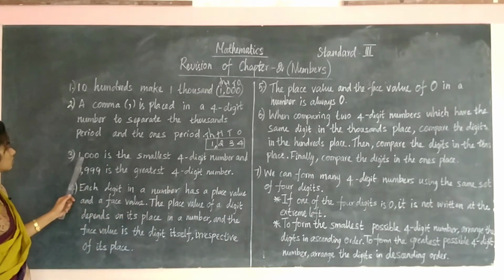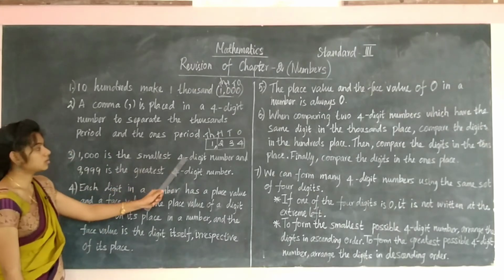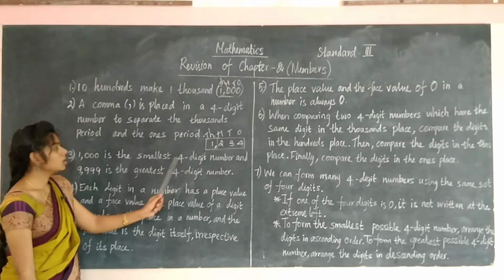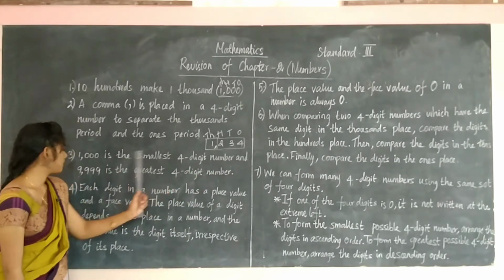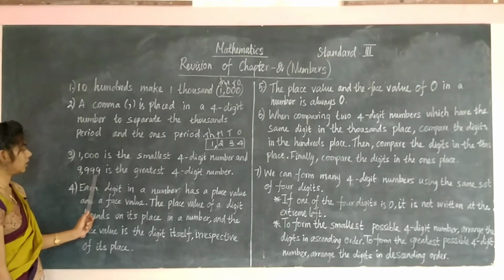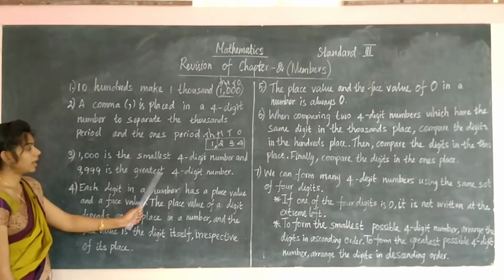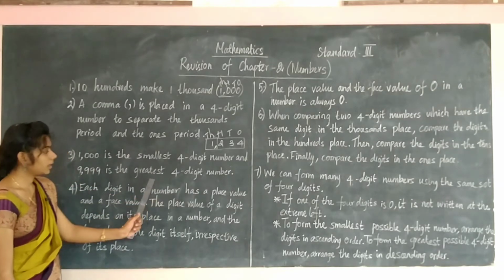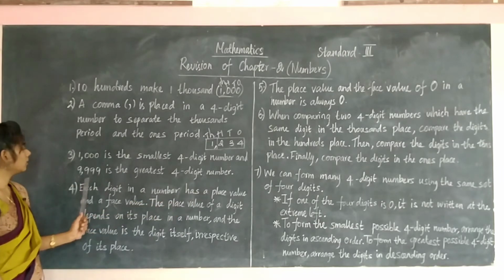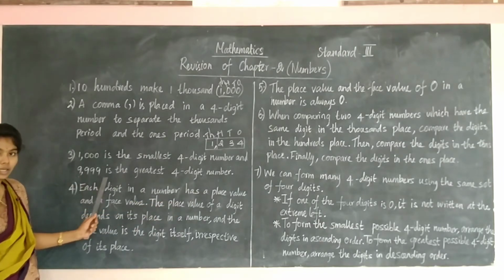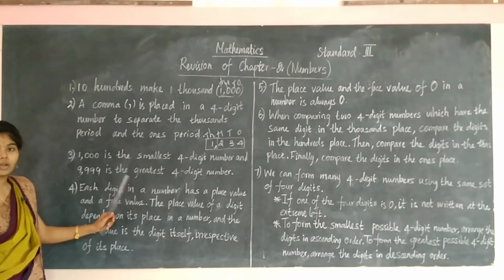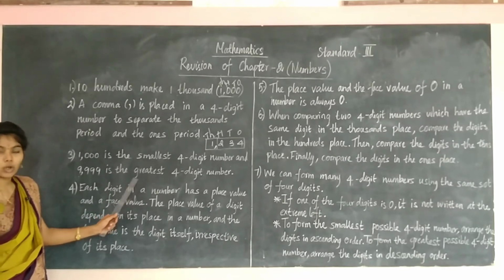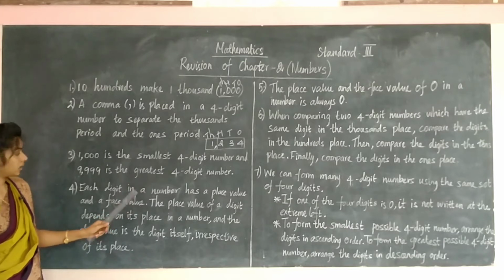And the next one is 1000 is the smallest 4-digit number. You all know, right? The smallest 4-digit number is 1000, and 9999 is the greatest 4-digit number. Similarly, you know for 3 digits also, for 2 digits, and for 1 digit also, you know the smallest number and the greatest number.